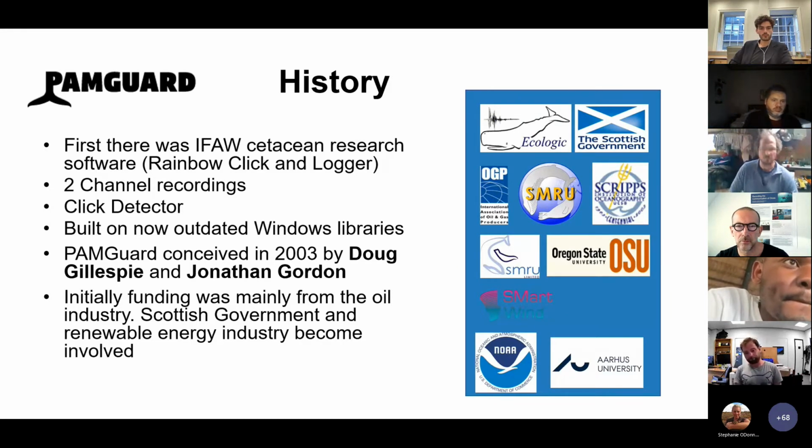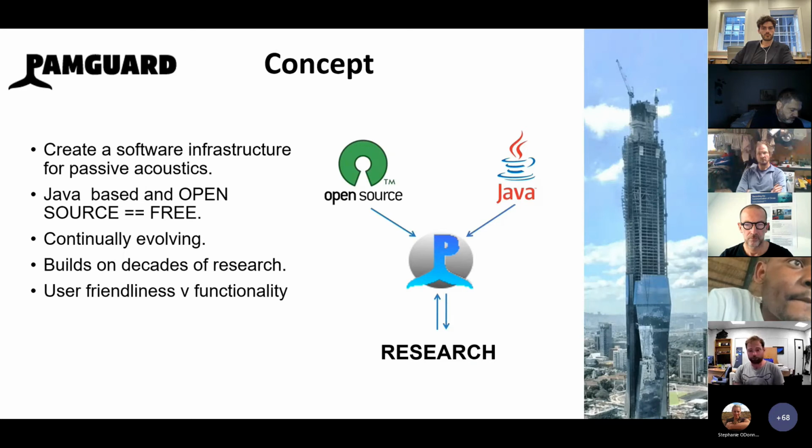and localize. And then Doug Gillespie and Jonathan Gordon came up with this idea in 2003 that they wanted to build a generalized piece of acoustic software to replace RainbowClick, but also to do a lot more things. The concept behind PAMGuard is that it is built on Java and it's open source, so that Java will mean that it can deal with all the hardware changes over time, and open source means that the research community can use PAMGuard, but also give back to it by either altering the source code or by providing algorithms that they're developing.